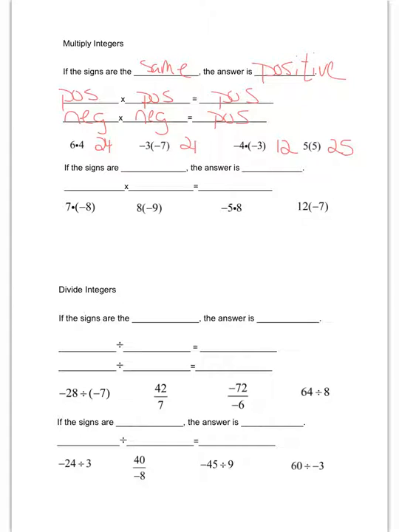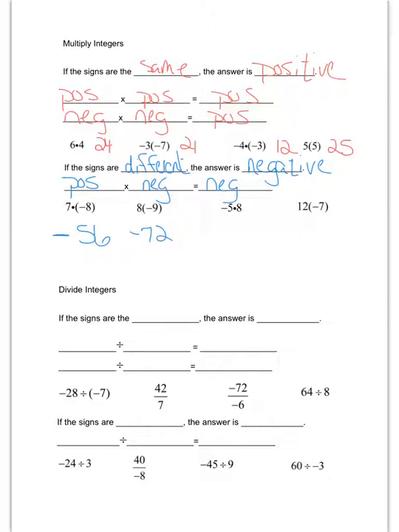Okay, the next rule: if the signs are different, the answer is negative. So a positive times a negative is a negative when you're multiplying. When we look here, we have different signs, positive and negative. That means my answer is going to be negative, and 8 times 7 is 56. I look here, 8 times negative 9, the signs are different, so my answer is going to be negative, and 8 times 9 is 72.